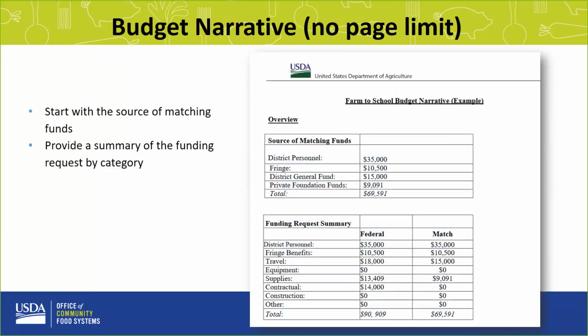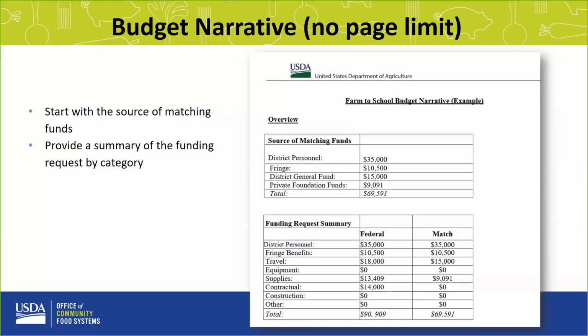In addition to the SF-424A, applicants must submit a budget narrative to provide more detail about the costs associated with the grant project. Make sure the information on the SF-424A and the budget narrative align with each other and align with the rest of the grant application materials.